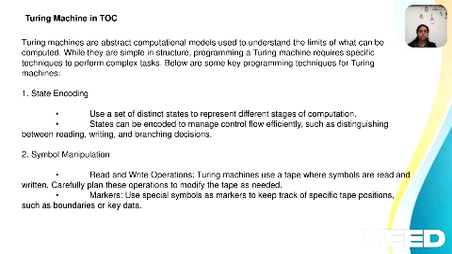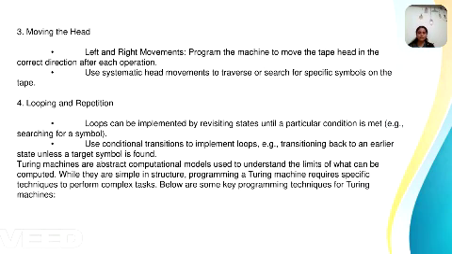When it comes to symbol manipulation, the read and write operations: Turing machines use a tape where symbols are read and written. Carefully plan these operations to modify the tape as needed. Markers: we use special symbols as markers to keep track of specific tape positions such as boundaries or key data. When it comes to moving the head, left and right movements, use systematic head movements.